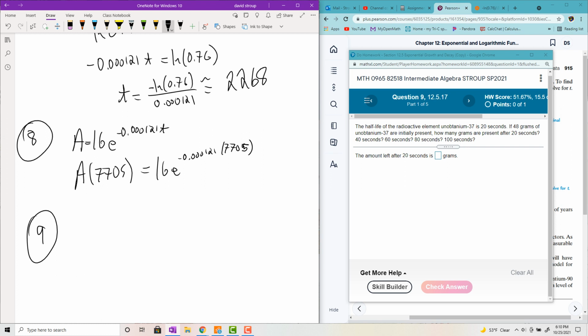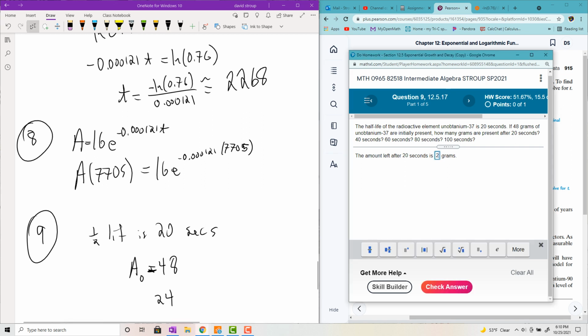So the half-life of unobtainium 37 is 20 seconds. So you're beginning with 48 grams. How many are present after 20 seconds? Well, because it's a half-life, you know that it must be 24, because in 20 seconds half the original amount is gone. So you just have 24.